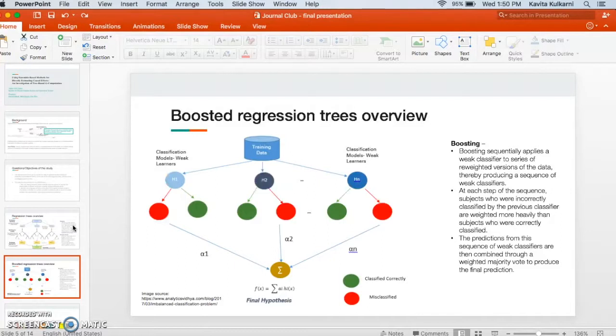An overview of boosted regression trees. So as you can see here, it's based on weighted learning. The classifiers work in estimating or classifying what is correct and what was misclassified. And every time the classifier does the correct classification, it's weighted heavily compared to the weak classifiers, which are weighted lightly. And ultimately, the summation of all the weak classifiers essentially gives the prediction for the sequence. So the weighted majority vote is used to produce the final outcome.